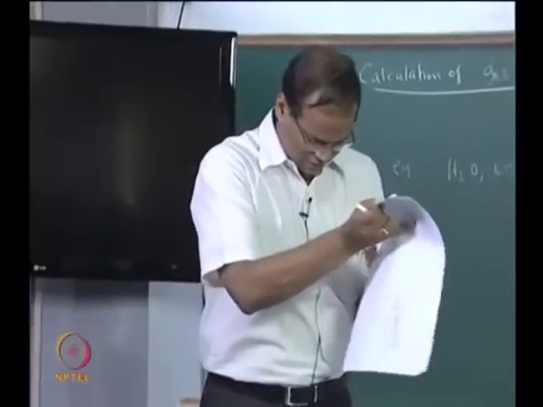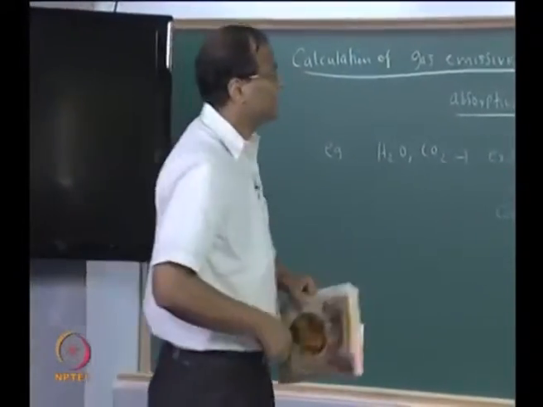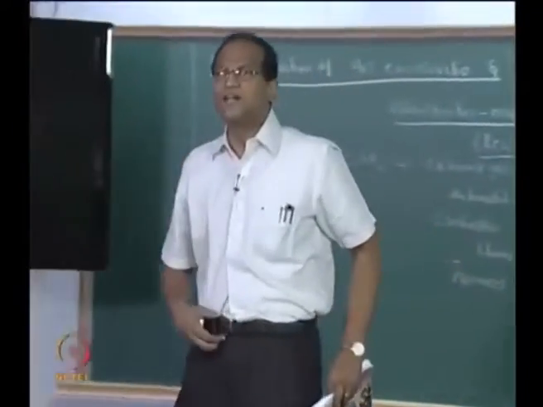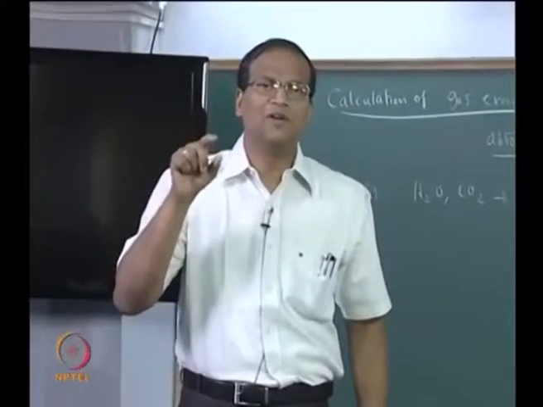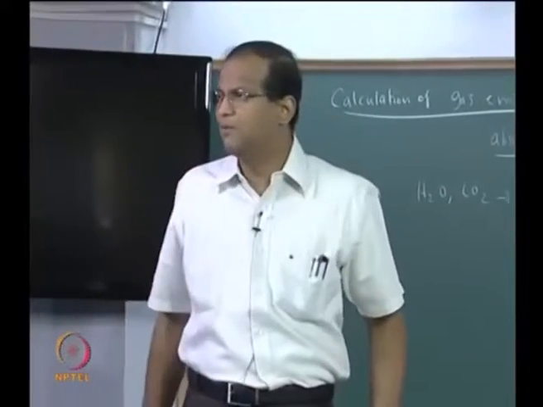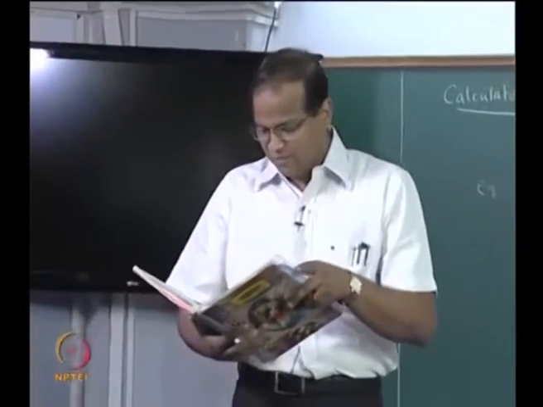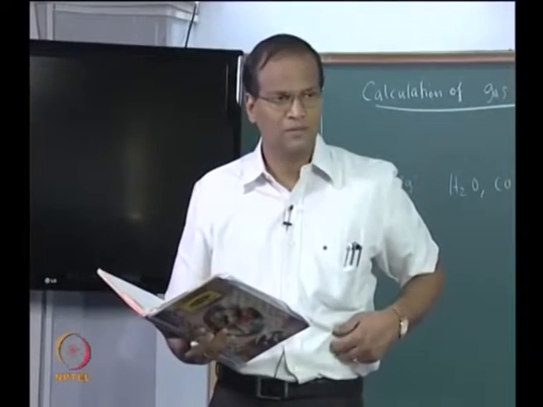Okay. Now, then there are some cross terms, there are certain spectral bands in which the absorption of both carbon dioxide and water vapor overlap. So we cannot simply add epsilon of carbon dioxide plus epsilon of water vapor. Okay.